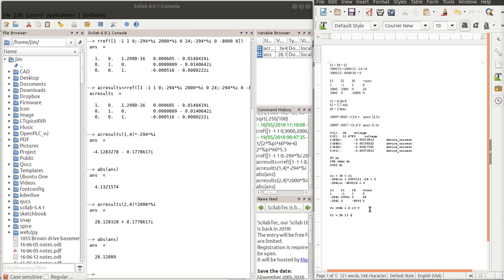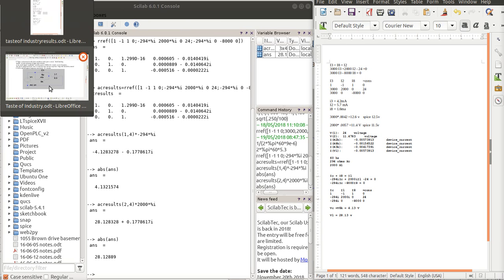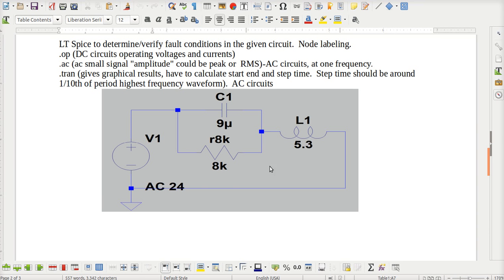And this is a good stopping point for this video. Now when I come back for the next video, I will do this same circuit. Let me pull it back up. I'll do this same circuit in LTSpice, and LTSpice will calculate the capacitive reactance, the inductive reactance, and just give us a number. And I think you'll see that, hey, this is really easy.